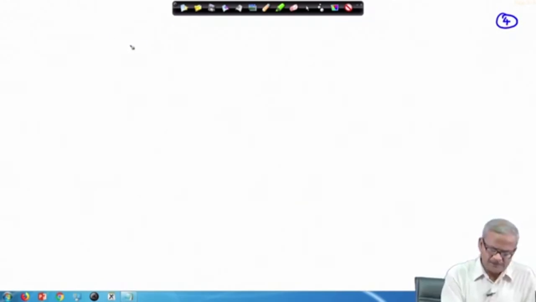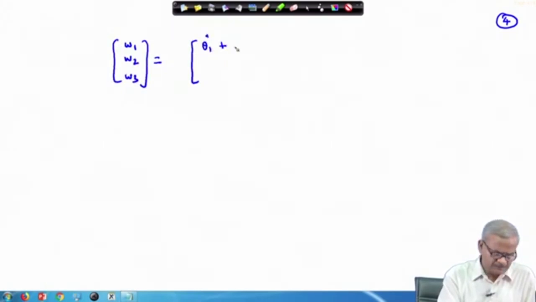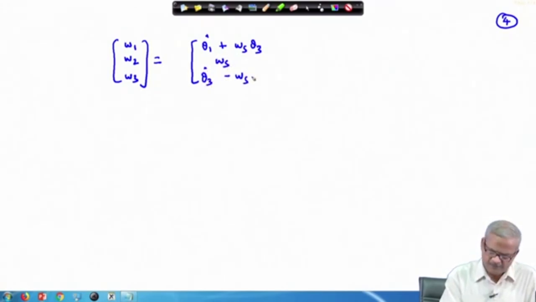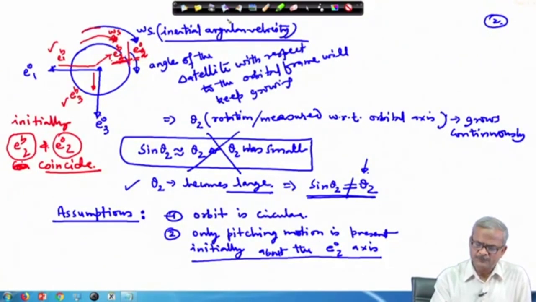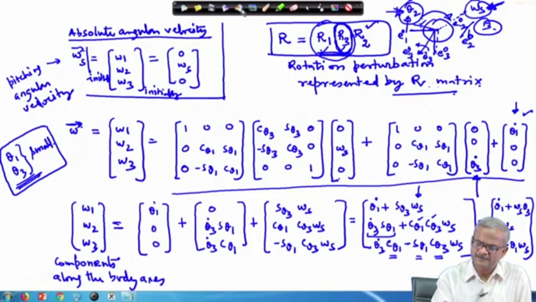Therefore, we have omega 1, omega 2, omega 3 as theta 1 dot plus omega s, plus theta 3 times omega s, and theta 3 dot minus omega s times theta 1. What we see in the sign here is that the plus sign is appearing in this place and the minus sign is appearing here. If your satellite is rotating in the opposite direction, say the omega s is not in this direction as shown here but rather in this direction, then you just need to change the sign.